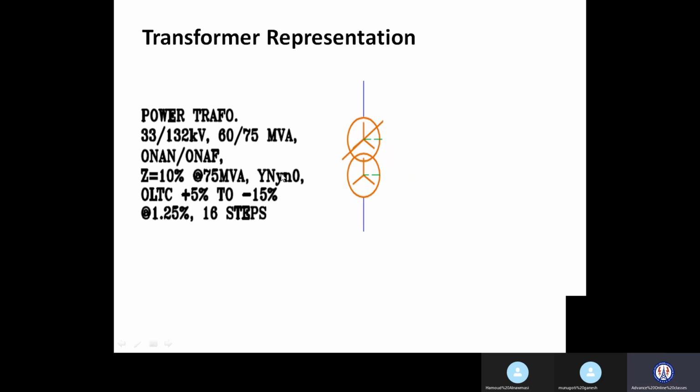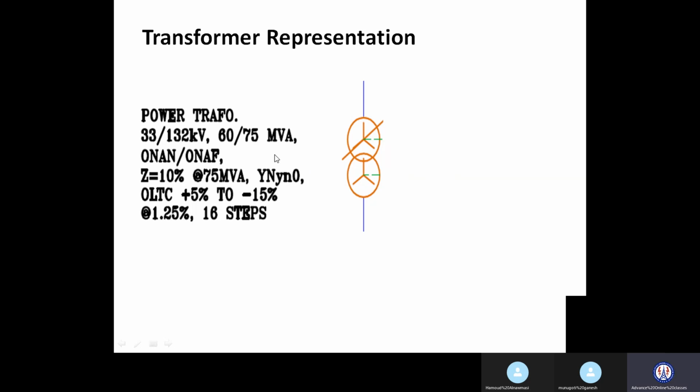If you see here, your transformer vector group is capital Y, capital N, small y, small n, 0. That means first we are representing the HV winding connection in capital letters. So your HV winding is 132 kV, connected in a star connection with neutral. And then in small letters we are representing the LV winding. So LV winding is 33 kV, also connected in a star with neutral: small y, small n, and 0.